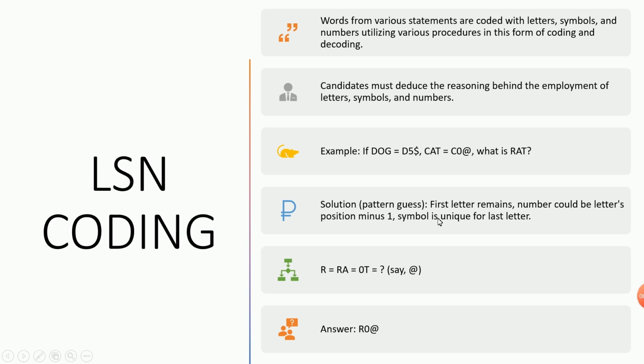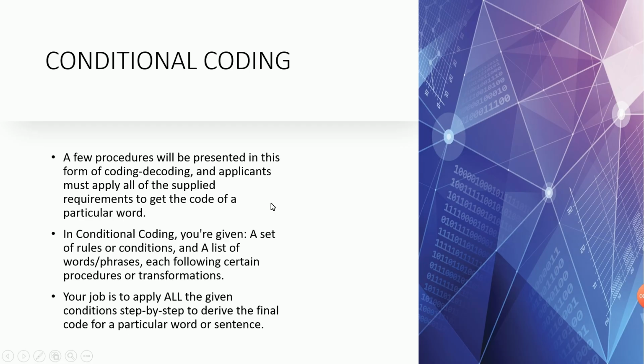So if it is asked as a question in the exam, I would suggest you see cat, rat. So both are repeating. Then AT is 0 at. You just have to find out the thing for whatever first letter. So here you see that the first letter is not changing. D as D, C as C. So therefore R 0 at. That is how the answer is obtained here. So this is LSN coding.